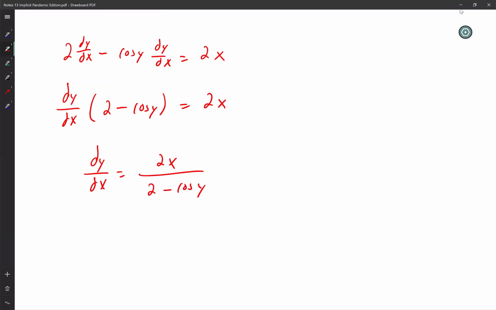Okay, I can see now that it's defined everywhere. Can you guys see how it's defined everywhere? It's okay, be honest. No?